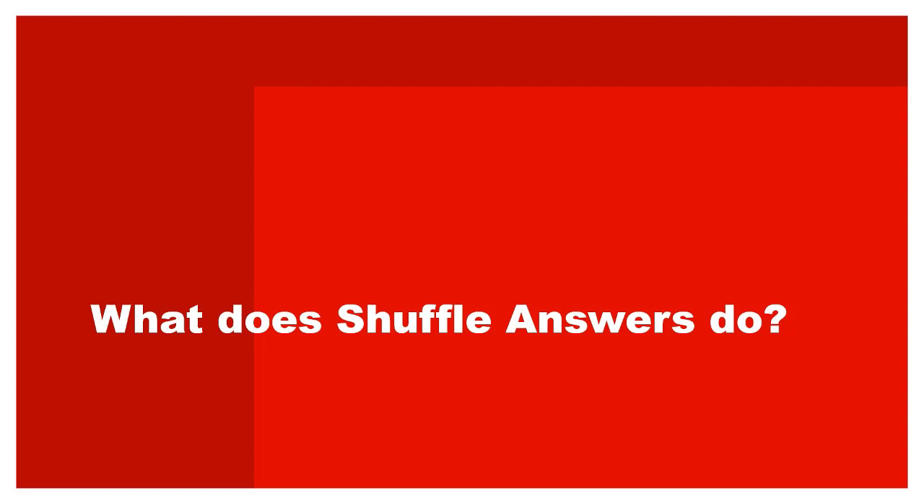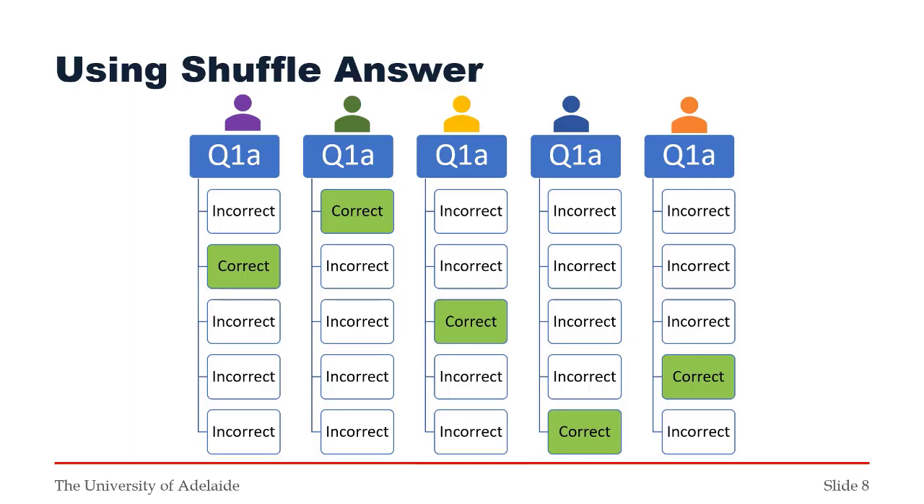Now let's discuss Canvas's shuffle answer feature in quizzes. The Shuffle Answers feature takes a multiple choice or a drop-down response and shuffles the order that the correct answer is provided to a student. So, as an example, you provide a question with 5 possible answers and only one of them is correct. Rather than replicating the question 5 times and manually changing the position of the correct answer, you can enter the answer once and the quiz will automatically shuffle the responses provided to students.